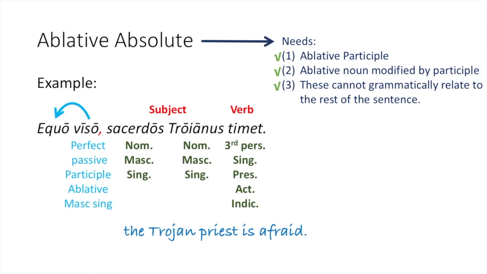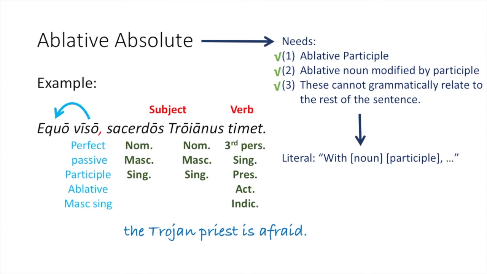It's detached from equo wiso, so let's just translate it as the Trojan priest is afraid. Now we just have to worry about translating our ablative absolute equo wiso. You can most literally translate it as with the noun participle. That pattern will work and will give you all of your credit. And it's your with, just like a lot of ablative uses of cases.